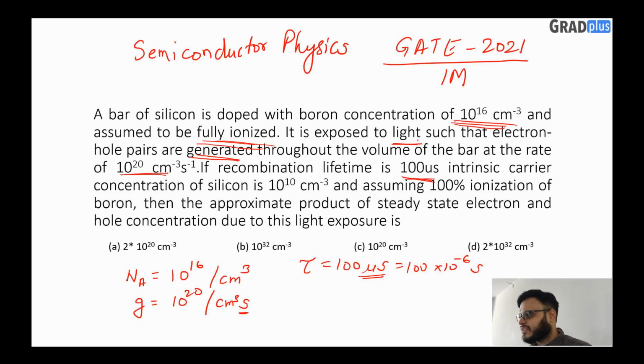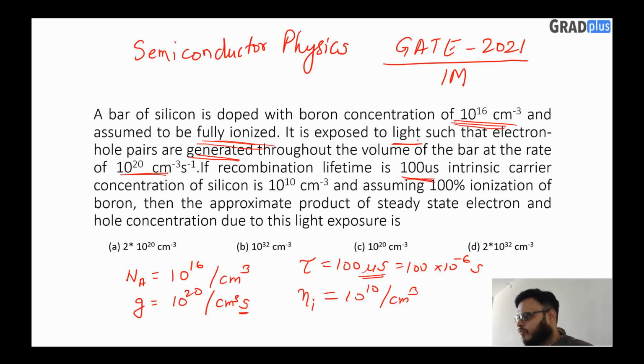Okay, what is next? Next given is the intrinsic carrier concentration, which is given by Ni, which is equal to 10 power 10 per centimeter cube. This is the intrinsic carrier concentration in our semiconductor silicon bar. And again that 100% ionization of boron is given, so we know that we don't have any losses, so we have to consider our complete Na value.